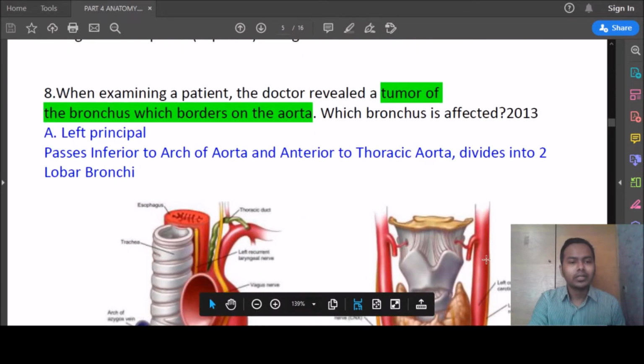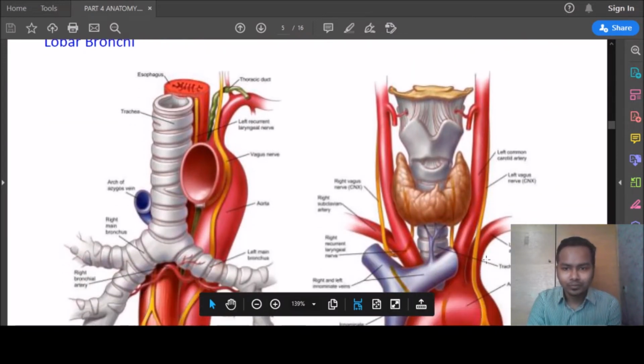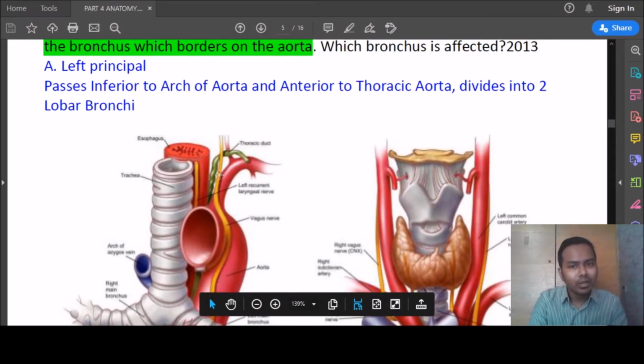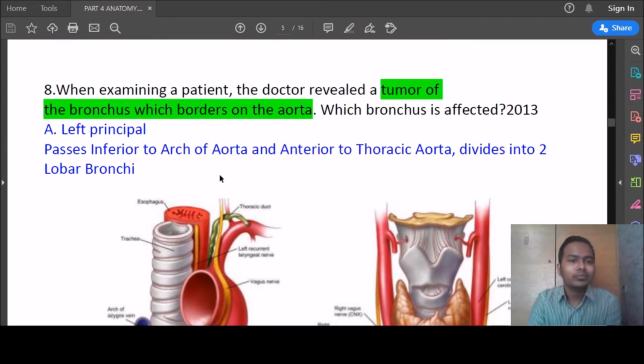Eighth question: when examining a patient, the doctor revealed a tumor of the bronchus which borders on the aorta. Which bronchus is affected? You can see in the image, the left main bronchus. Below that there is the aorta. The left main bronchus, we also call the left principal bronchus. So there is a tumor which borders on the aorta, and behind the bronchus there is the aorta.